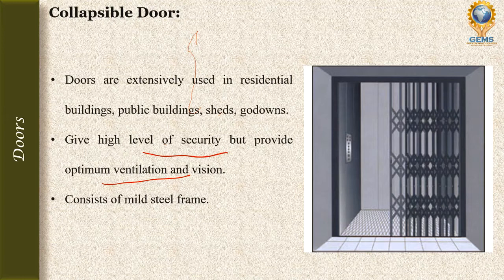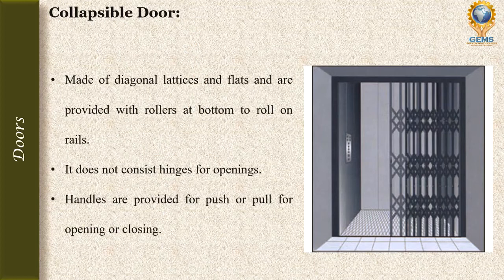It consists of a mild steel frame, and it is made up of diagonal lattice and flats and is provided with rollers at the bottom to roll on the rails. So while we are pulling it, we will have rollers at the bottom so that it can easily move on the rails to contract or extend it.